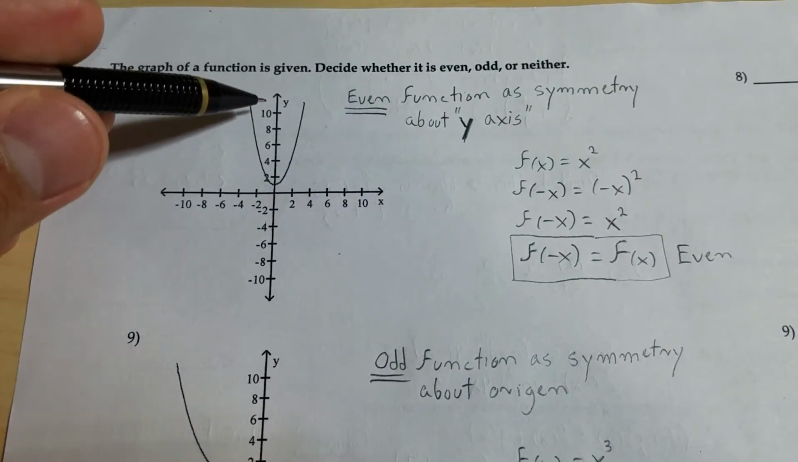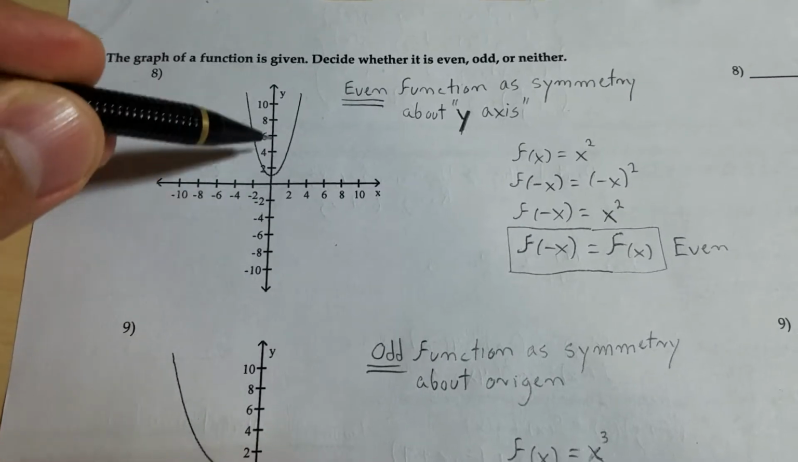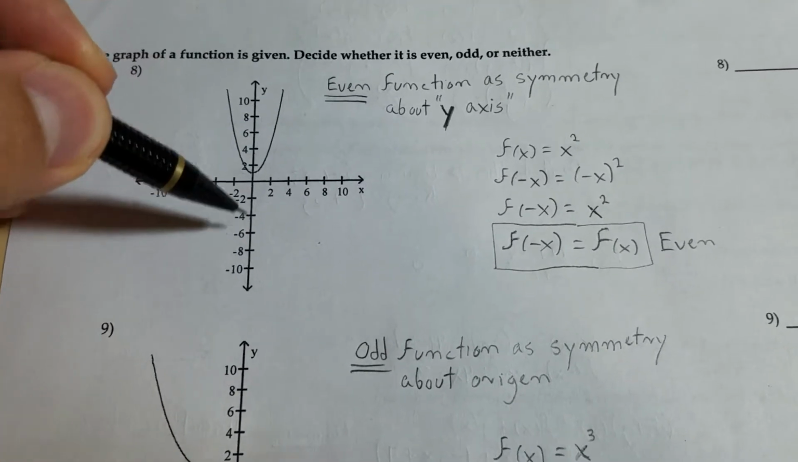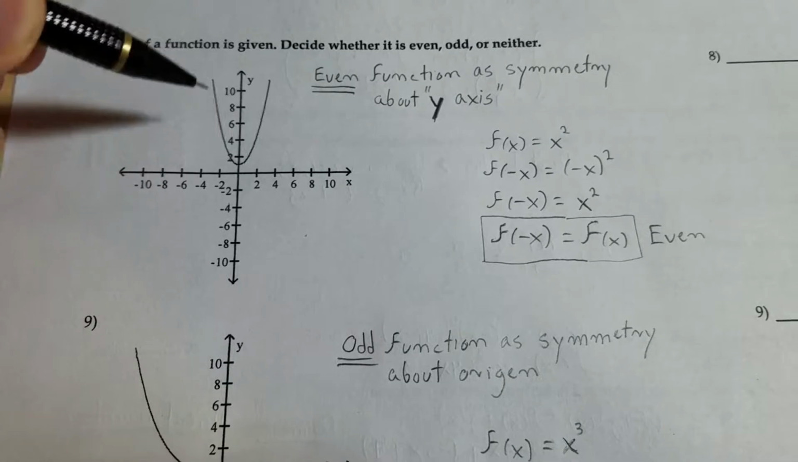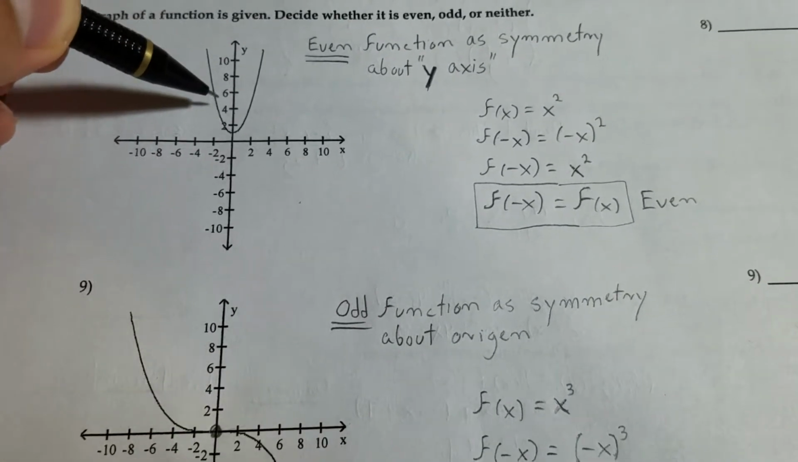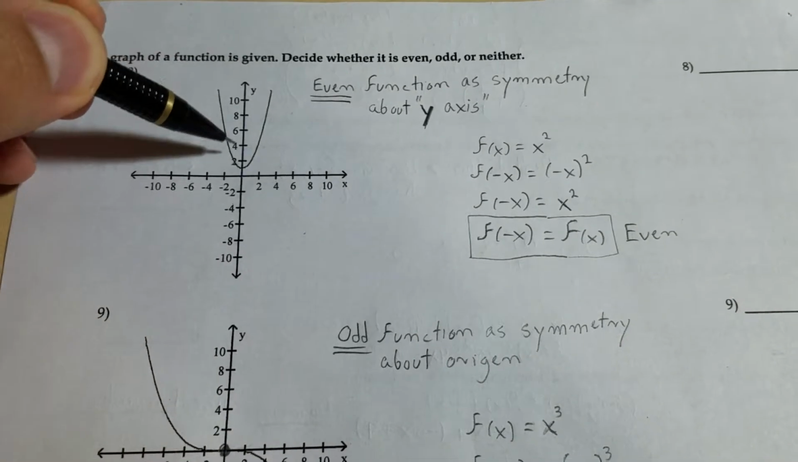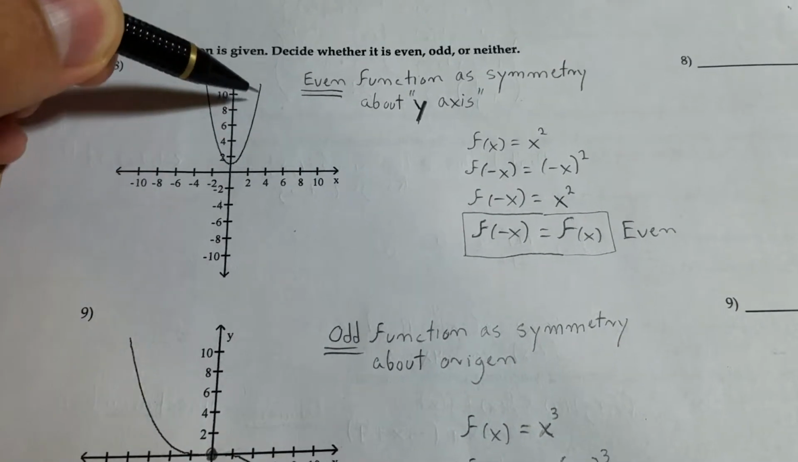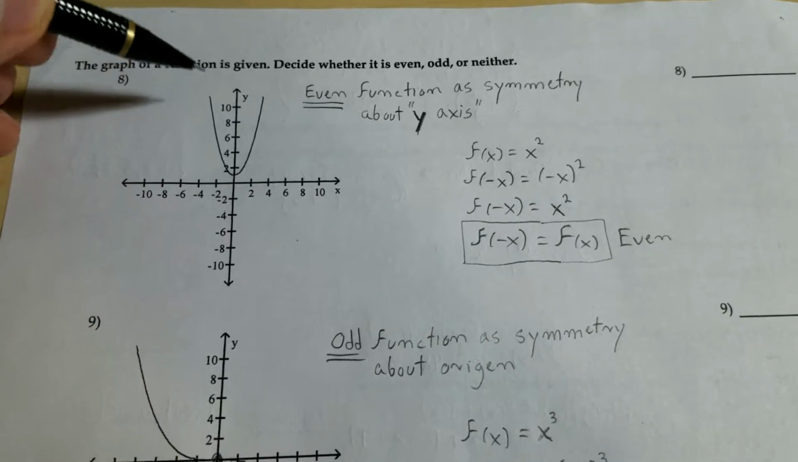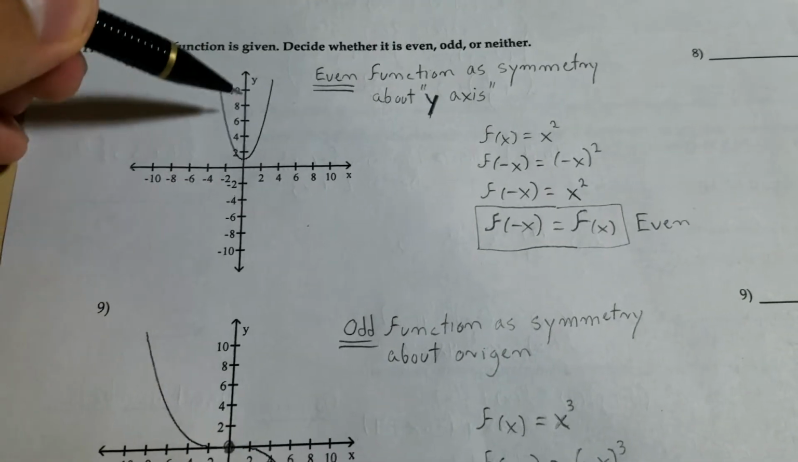Do you see how this graph has symmetry about the y-axis? This axis is the y-axis, and you can tell how this graph looks the same here and looks the same here. If you see the graph behaves in the same way, with the same patterns, then you can tell that there is symmetry about the y-axis.